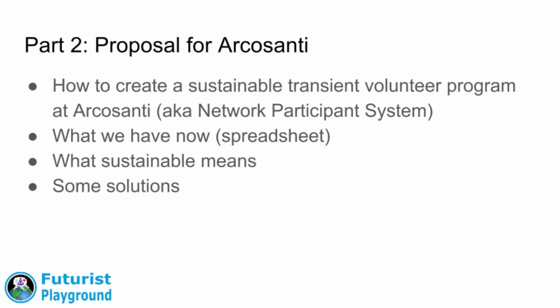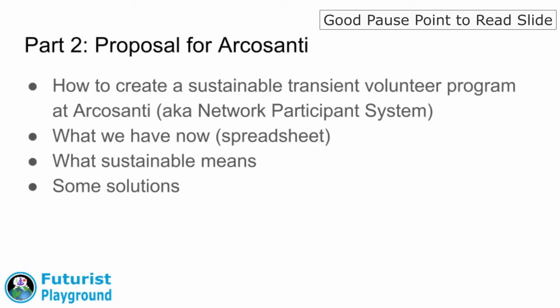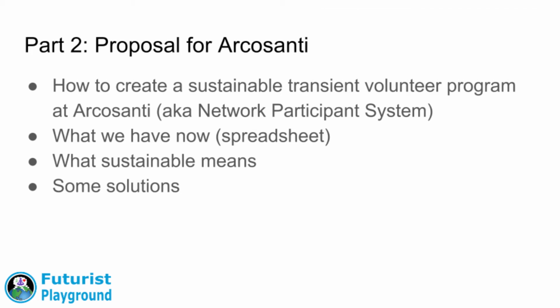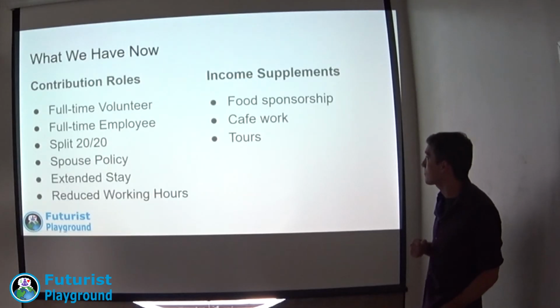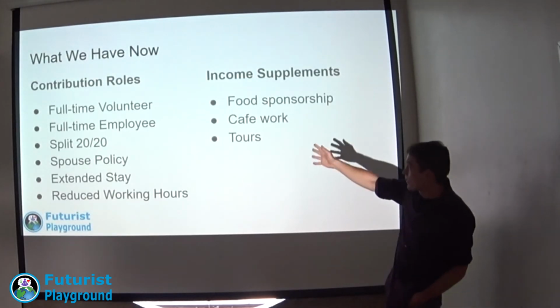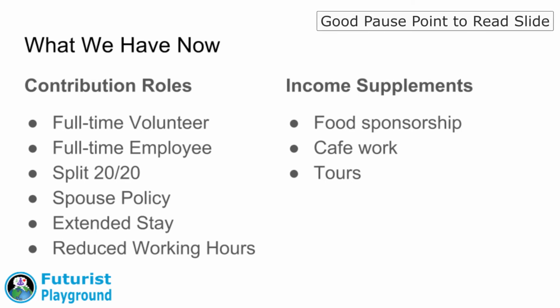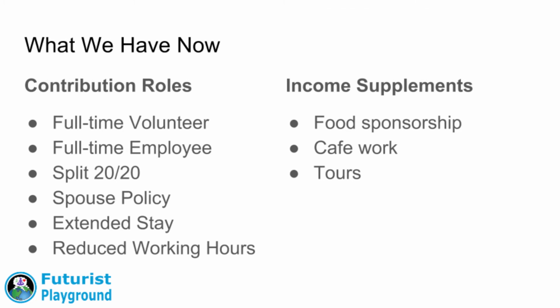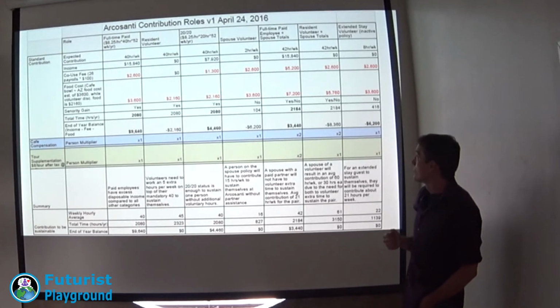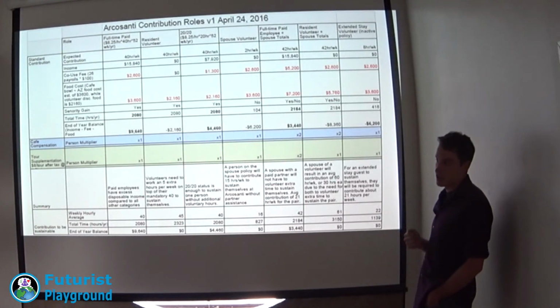So, questions. How to create a sustainable transient volunteer program at Arcosanti, aka the network participant system. What we have now, what sustainable means, and some solutions. So we have identified a variety of contribution roles: full-time, part-time, 20/20, spouse, extended stay, reduced working hours, with supplementations for income. So this weekend we shared a chart with everybody on Slack.